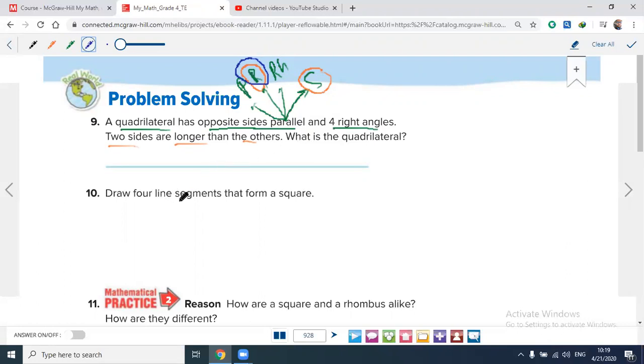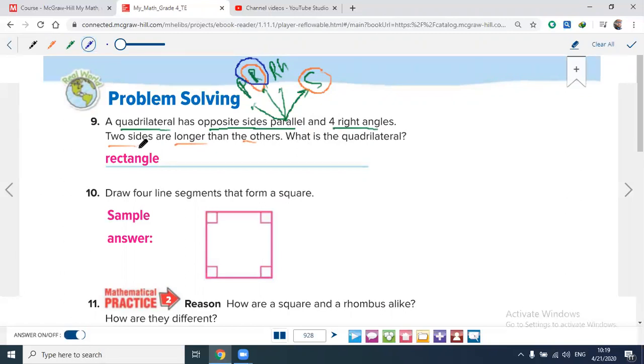Draw 4 line segments to form a square. See the answer, rectangle, and this is the answer of number 10. Draw line segments to form a square. The square has 4 equal sides and 4 right angles. I can draw a line here. I'll show you how. I can draw a line segment with a specific length.